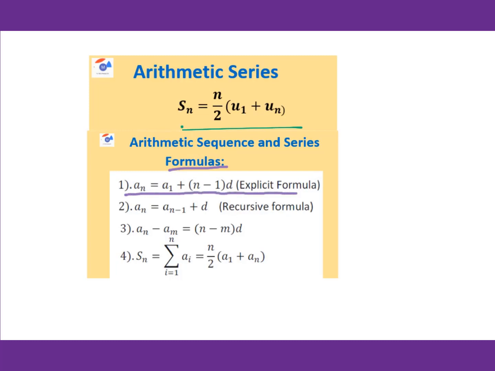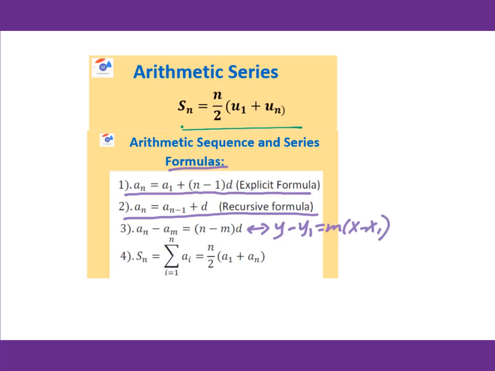This is an explicit formula. This is a recursive formula for an arithmetic sequence. Then, this formula is compared to the linear function y minus y1 equals slope times x minus x1.